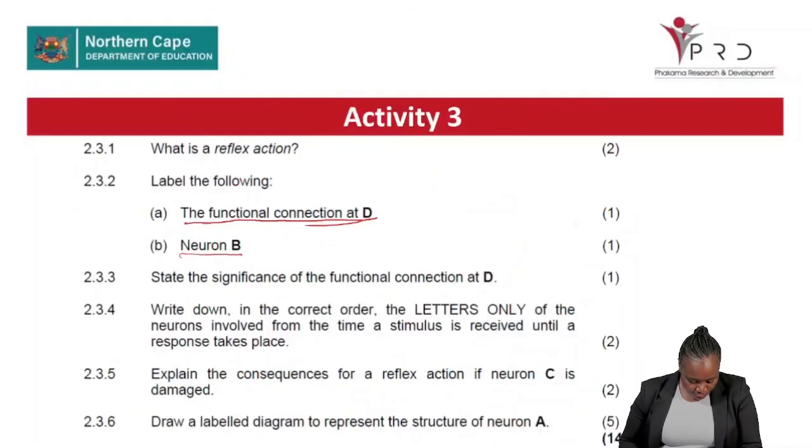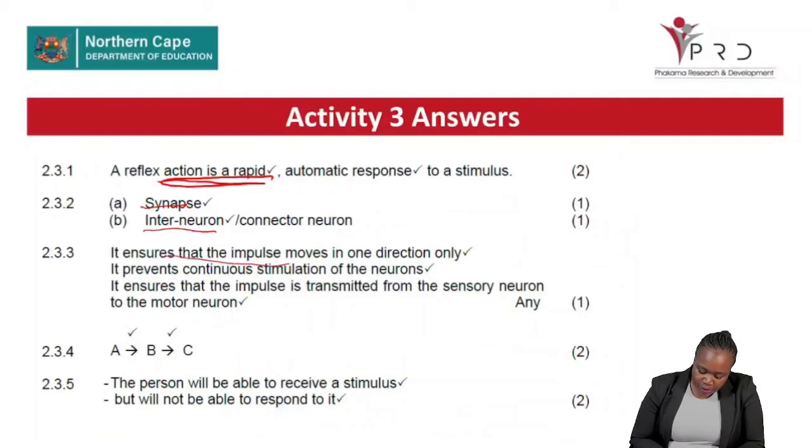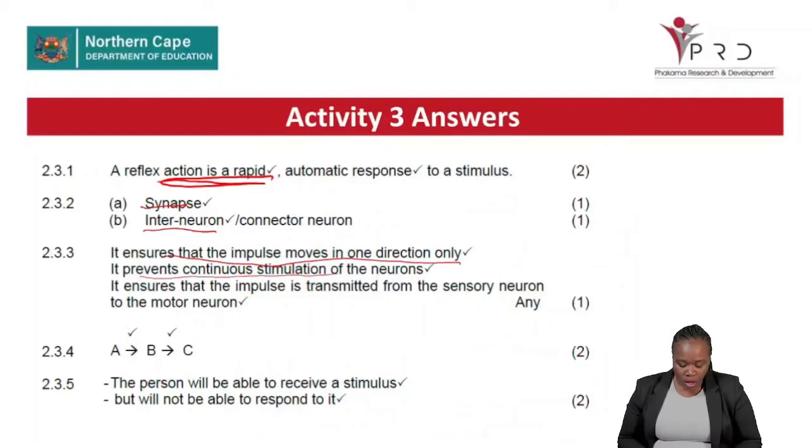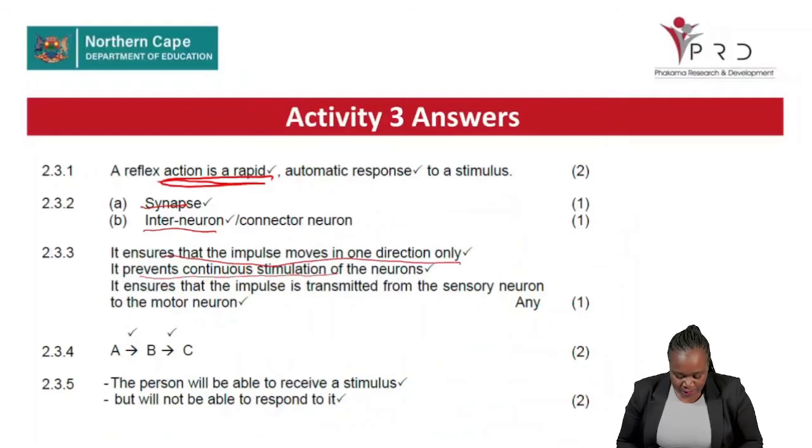And then we have 2.3.3. It says state the significance of the functional connection at D. What is the importance of the synapse? Remember, the synapse is important in making sure that the impulses travel in one direction, right? So it ensures that impulses move in one direction only. It prevents the continuous stimulation of the neurons. So it allows for the stimulation to stop at some point, right? Remember, it can be stopped, it can be sped up, it can be slowed down using drugs at that point. And then it ensures that the impulse is transmitted from the sensory neuron to the motor neuron. Again, that is in the correct direction, basically.